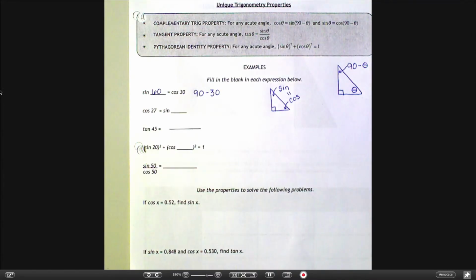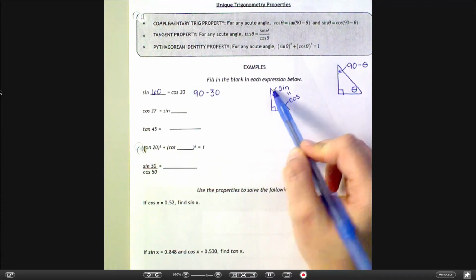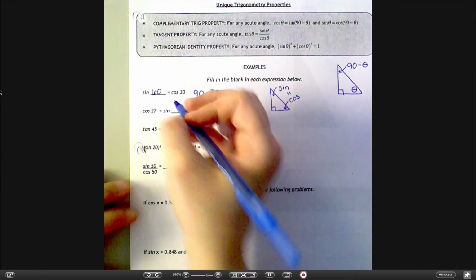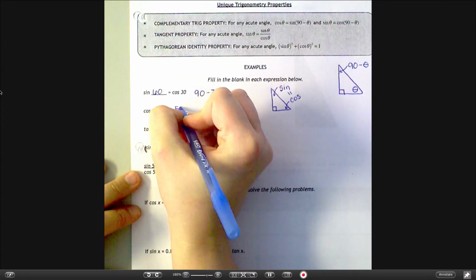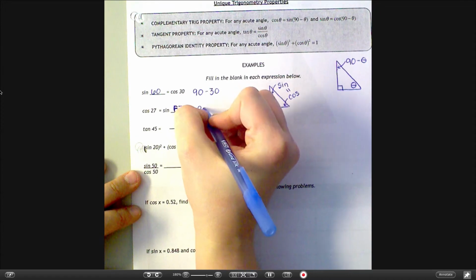Cosine of 27, so if this angle was 27, that would match the sine of 63, sorry. So 90 minus 27.